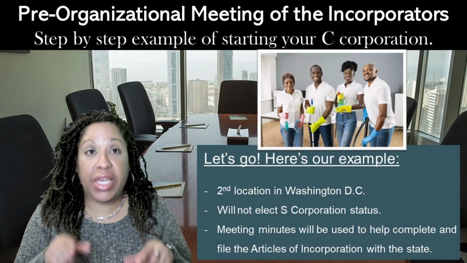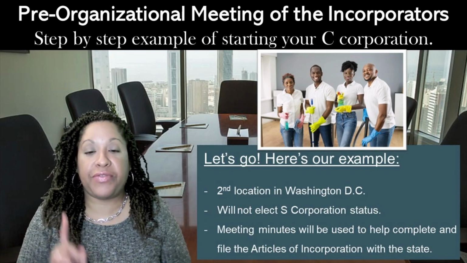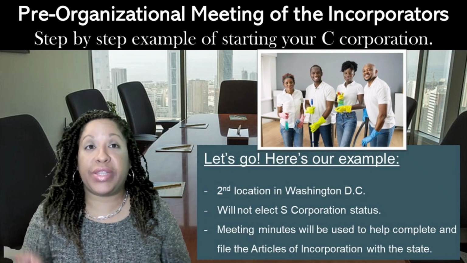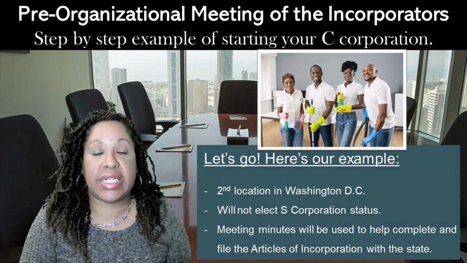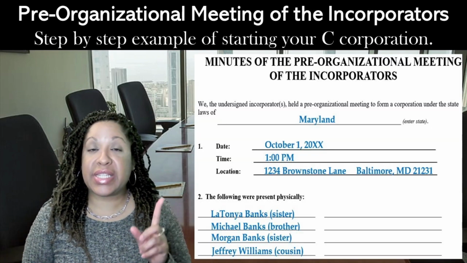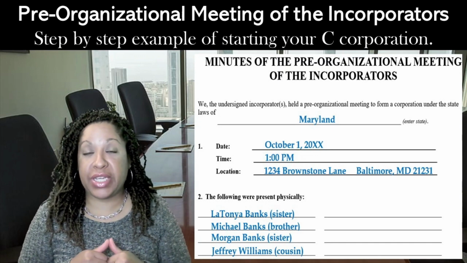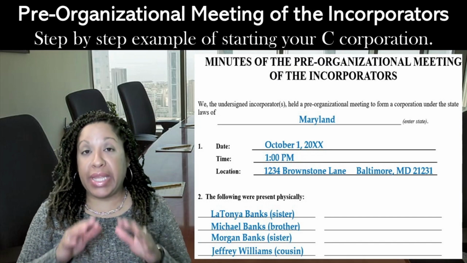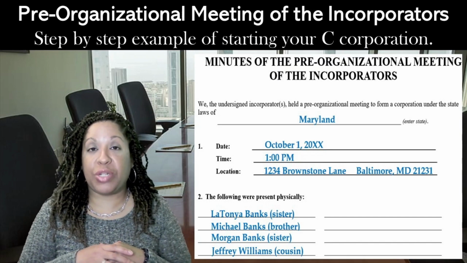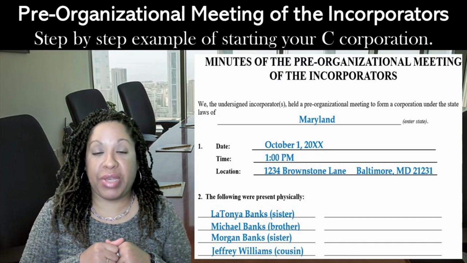And the meeting minutes here for this pre-organizational meeting will be used to help complete and file the articles of incorporation with the state. And you'll see what I mean, because we're going to go through a lot of information, a lot of details. All right, so I created this template right here to formally record the minutes for the pre-organizational meeting. If you would like an exact copy along with some blank copies to help you form your corporation, please look below in the description section to find more information.